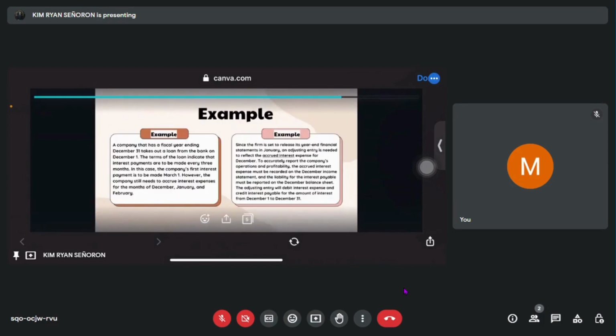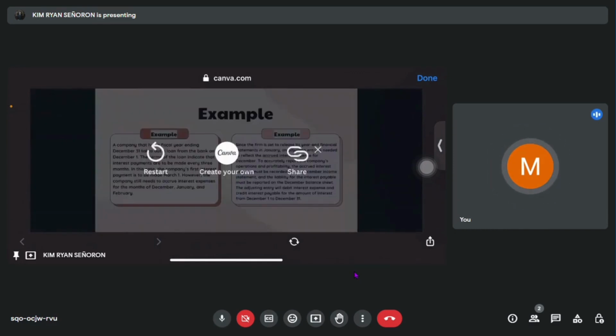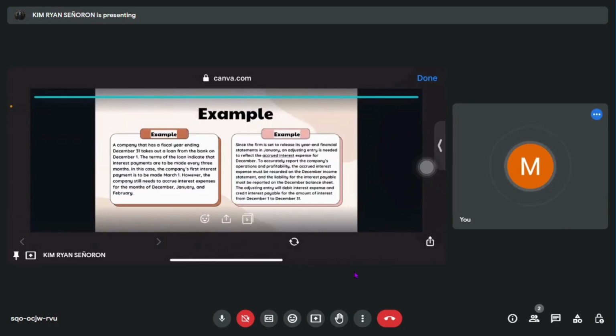So, for example, a company that has a fiscal year ending December 31 takes out a loan from the bank on December 1. The terms of the loan indicate that interest payments are to be made every 3 months. In this case, the company's first interest payment is to be made March 1. However, the company still needs to accrue interest expenses for the months of December, January, and February.